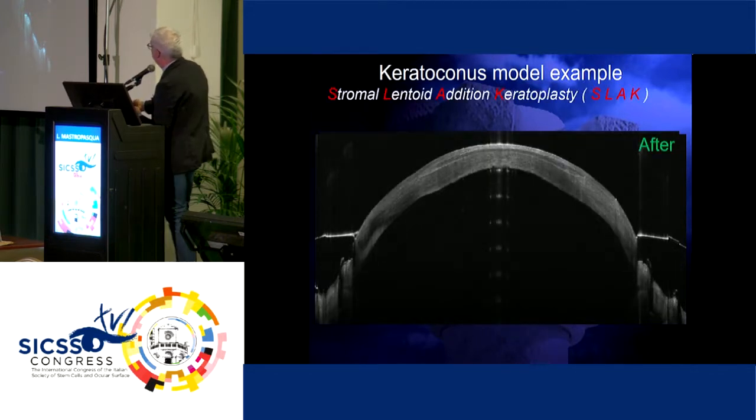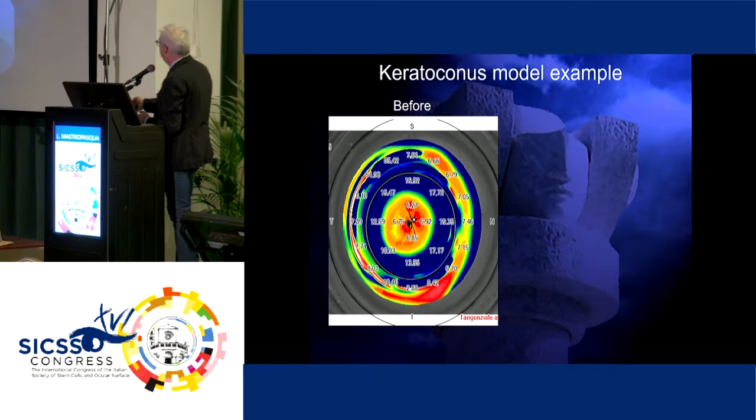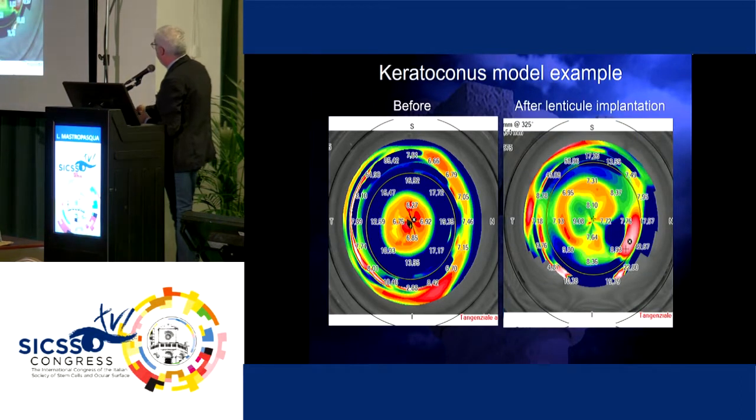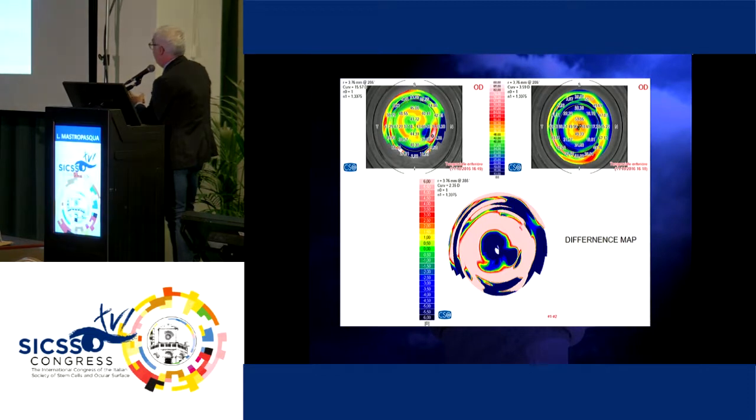And you can see that before and after. After that, we perform what we call stromal lenticule addition keratoplasty, SLAC. That is the technique where we put this in, and you can see that it changes the curvature, it changes the thickness, and you can see the flattening after. And now this is the model in the anterior chamber, before and after the lenticule implantation, and this is a differential map. And you can see the flattening that we have.